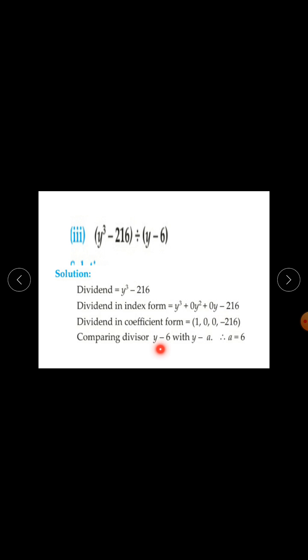Now comparing divisor y minus 6 with y minus a. Therefore, a equal to 6. Divisor is y minus 6, hence opposite of minus 6 is plus 6. Again, draw one horizontal line and one vertical line and write this 6 to the left of the vertical line, and write the coefficient form of the dividend polynomial in the first row. This is the first row, this is your second row, and this is your third row.